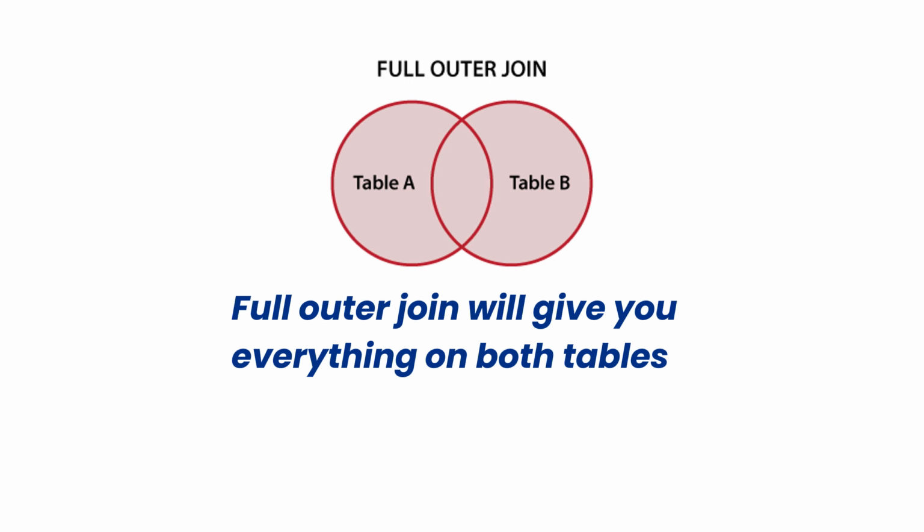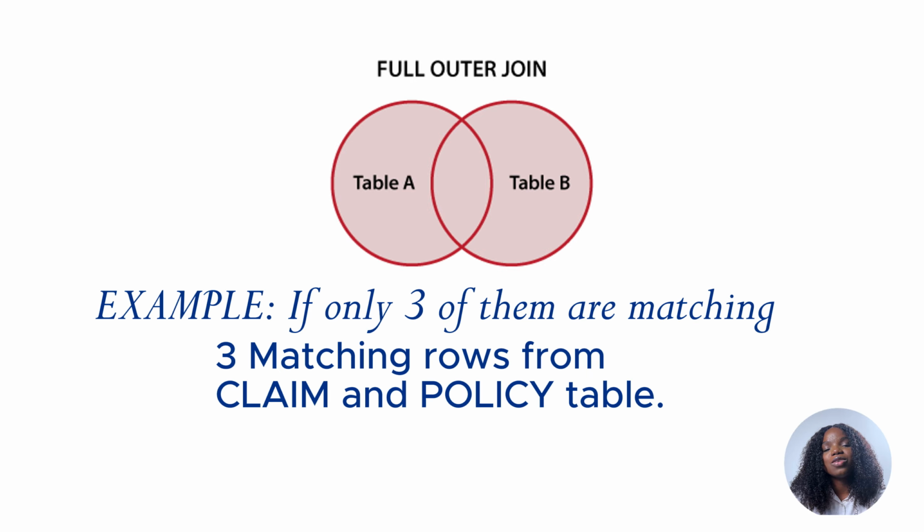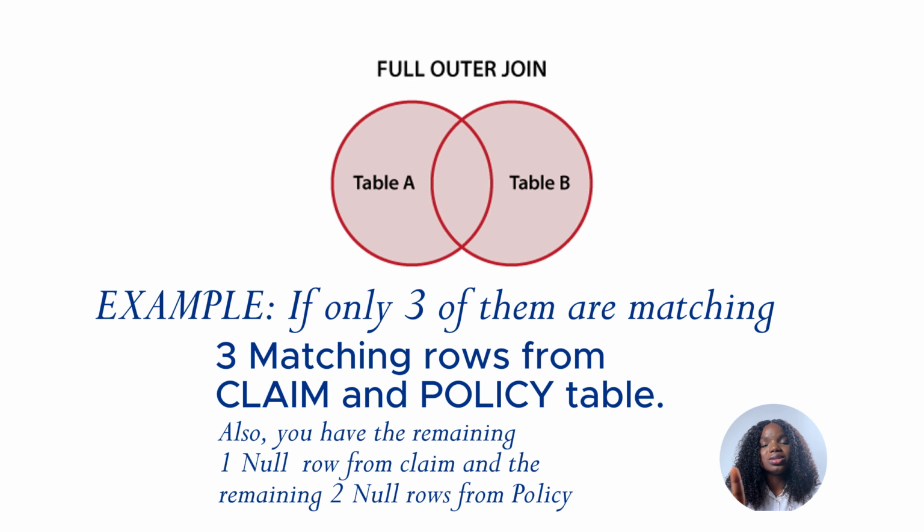So you have 6 rows on policy and you have 4 rows on claim, and you're joining both of them together with full outer join. What full outer join will do is give you all the 6 rows on policy and all the 4 rows on claim. For example, if only 3 of them are matching, so you have matching 3 rows, then the remaining 1 null row from claim and the remaining 2 null rows from policy. That is from our previous example, but we'll be using a different example.